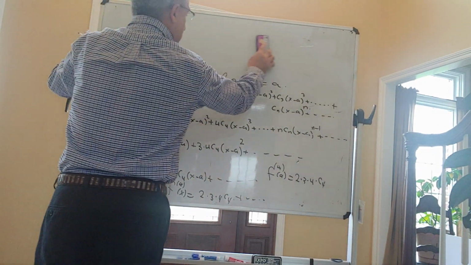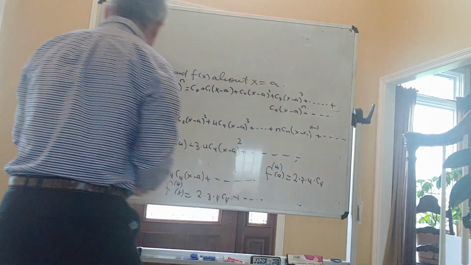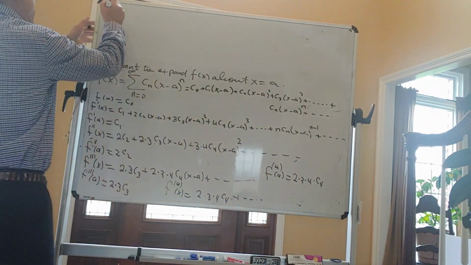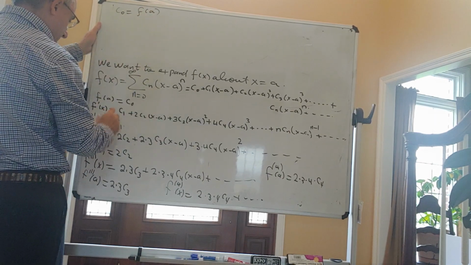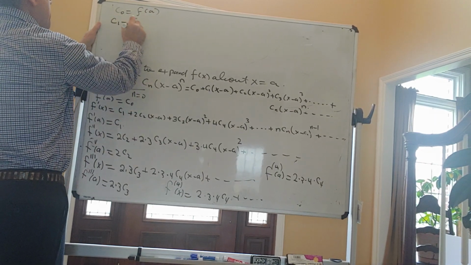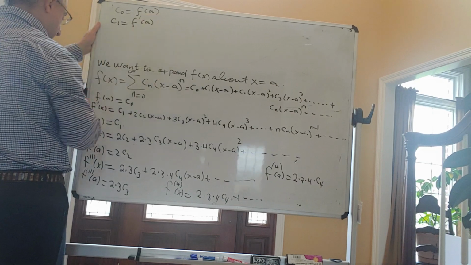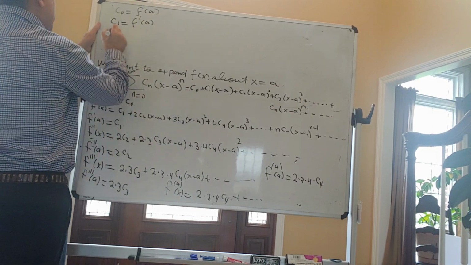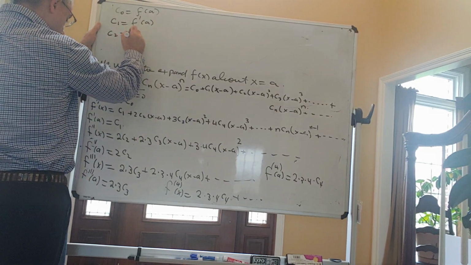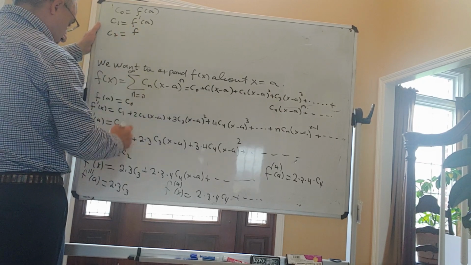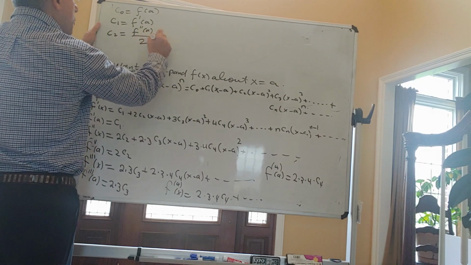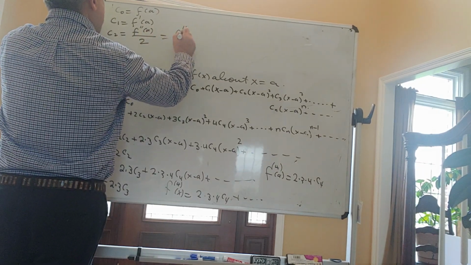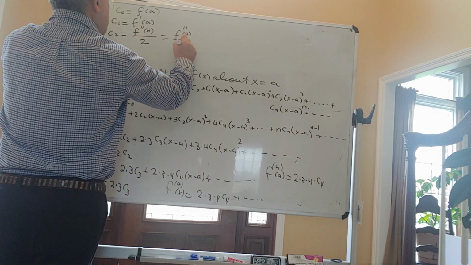Let's put everything into perspective. So what do we have? We have c0 equal f of a. I have c1 equal f prime of a. I have c2 equal to f second of a over 2. I'm going to write this as f second of a over 1 times 2.